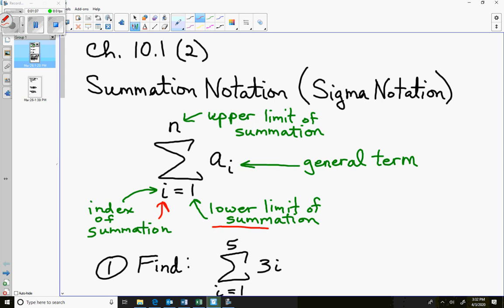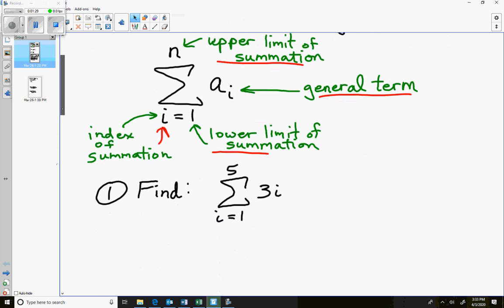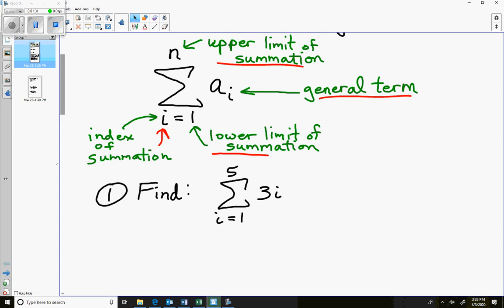So in this case, i equals 1. We're going to start from 1, and we're going to count until we get to the upper limit of summation, which in this case is n. The general term is what is being added as we go through this. And I can't really explain it much better other than to do an example, because I'm sure that was about as clear as mud.